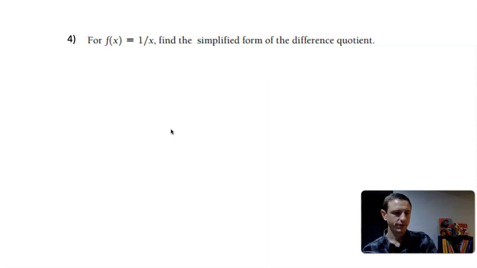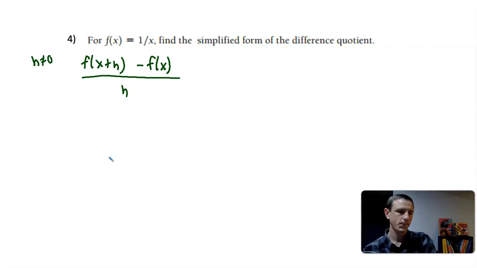In this example, we have the function 1 over x, and we want to find the simplified form of the difference quotient here. This is a really good example for understanding just the algebra behind this whole process. So we have the difference quotient, f of x plus h minus f of x all over h, where h cannot equal 0. So we want to take x plus h and plug it in wherever we see an x.